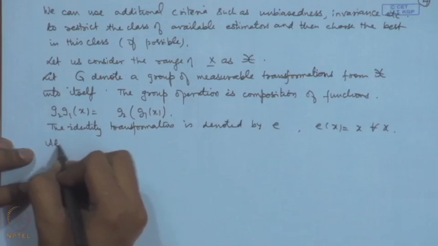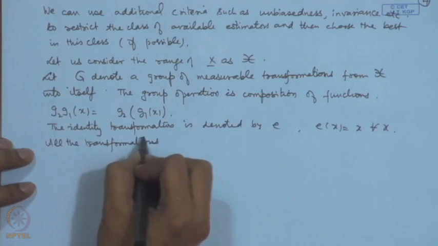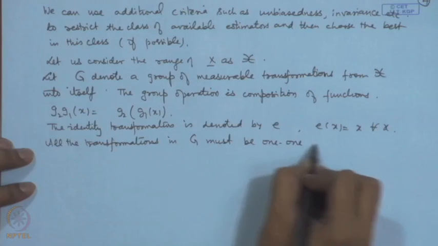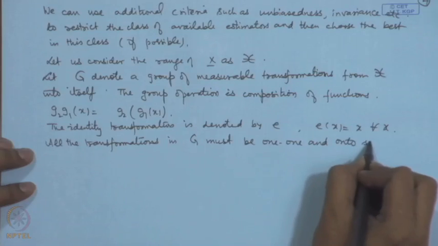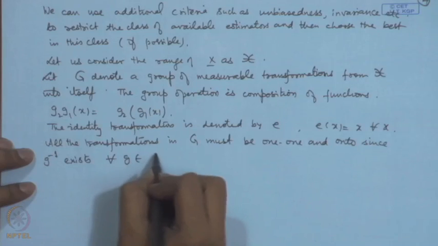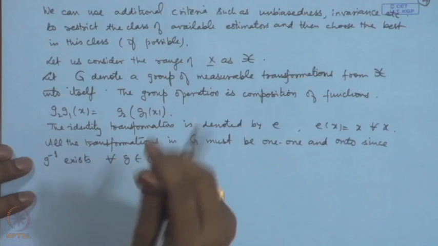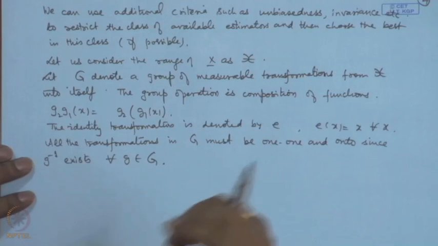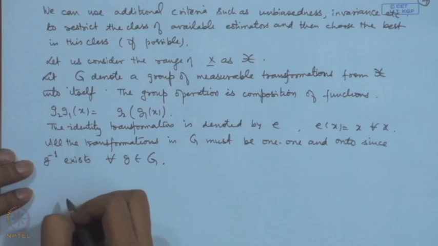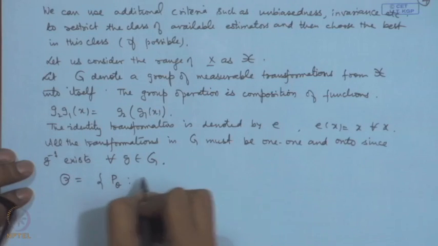Now, all the transformations in G must be one-to-one and onto, since g inverse exists for all g. And measurability is required, because if I say X is a random variable, then g(X) must also be a random variable. So, now let us consider the family of distributions. So, P is the family of distributions.